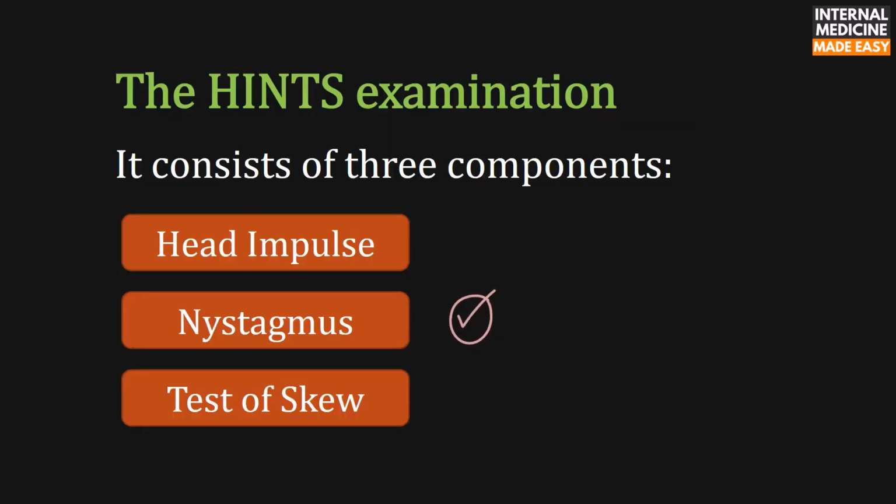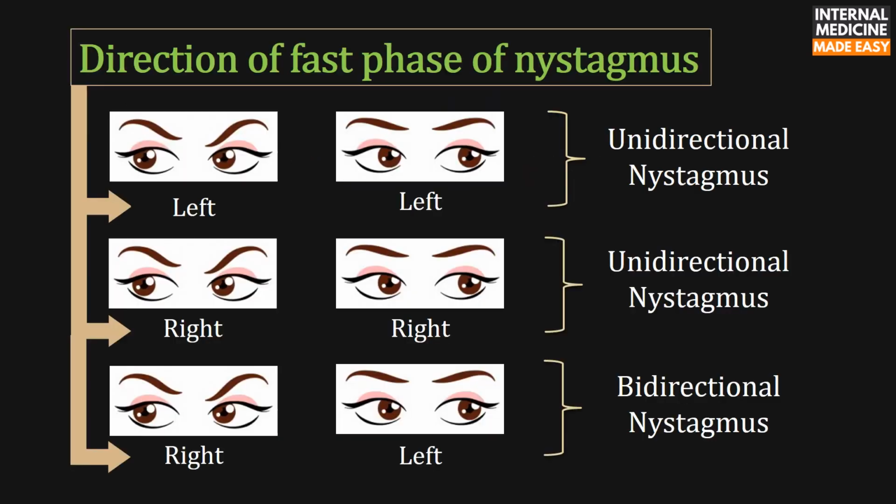Now we will discuss nystagmus. According to the direction of the fast phase of nystagmus, there are two types: unidirectional and bidirectional. If the nystagmus is only to the left or only to the right, then it is unidirectional nystagmus. But if the nystagmus is to the right upon right lateral gaze and to the left upon left lateral gaze, then it is bidirectional nystagmus.